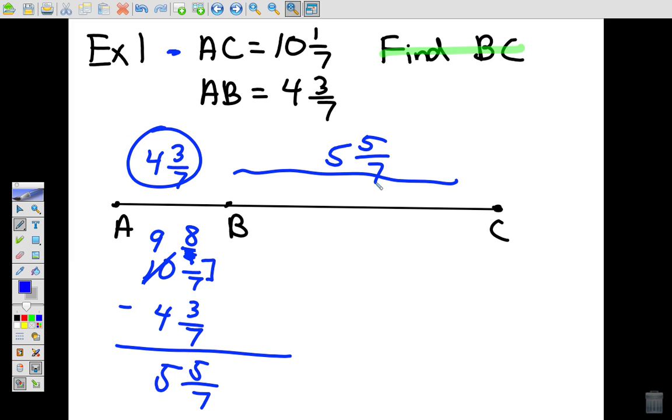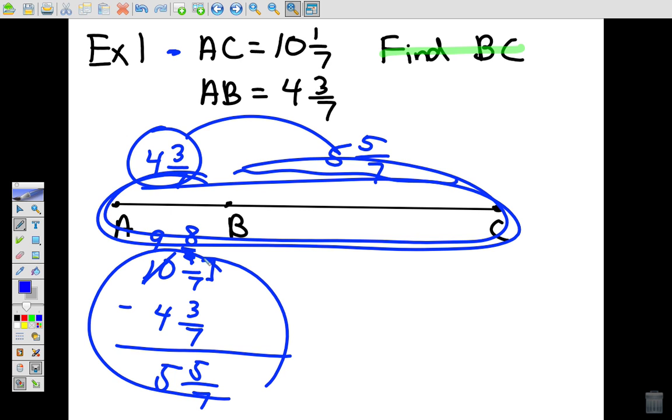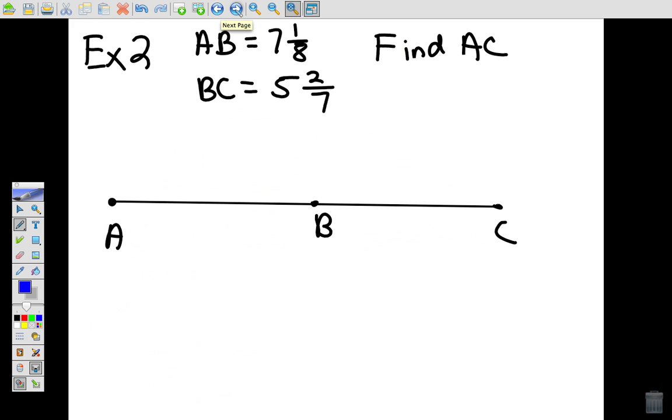Now I bet if you add 5 5/7 plus 4 3/7 and check this, you would get the length of the whole thing. So in example 1, since we were given the length of the whole thing, that's an indication that we will subtract to find the missing part. Let's take a look at example 2.